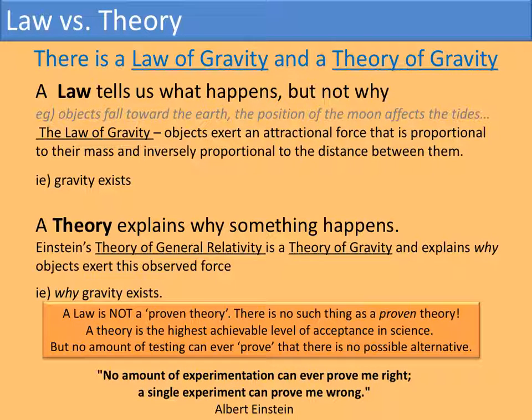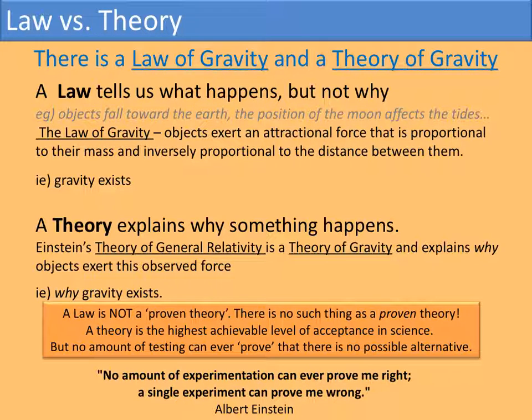A theory actually explains why something happens. So, in other words, it's a hypothesis that can then be tested empirically. Einstein's theory of general relativity is a theory of gravity. It explains why objects exert this observed force. In other words, why gravity exists.